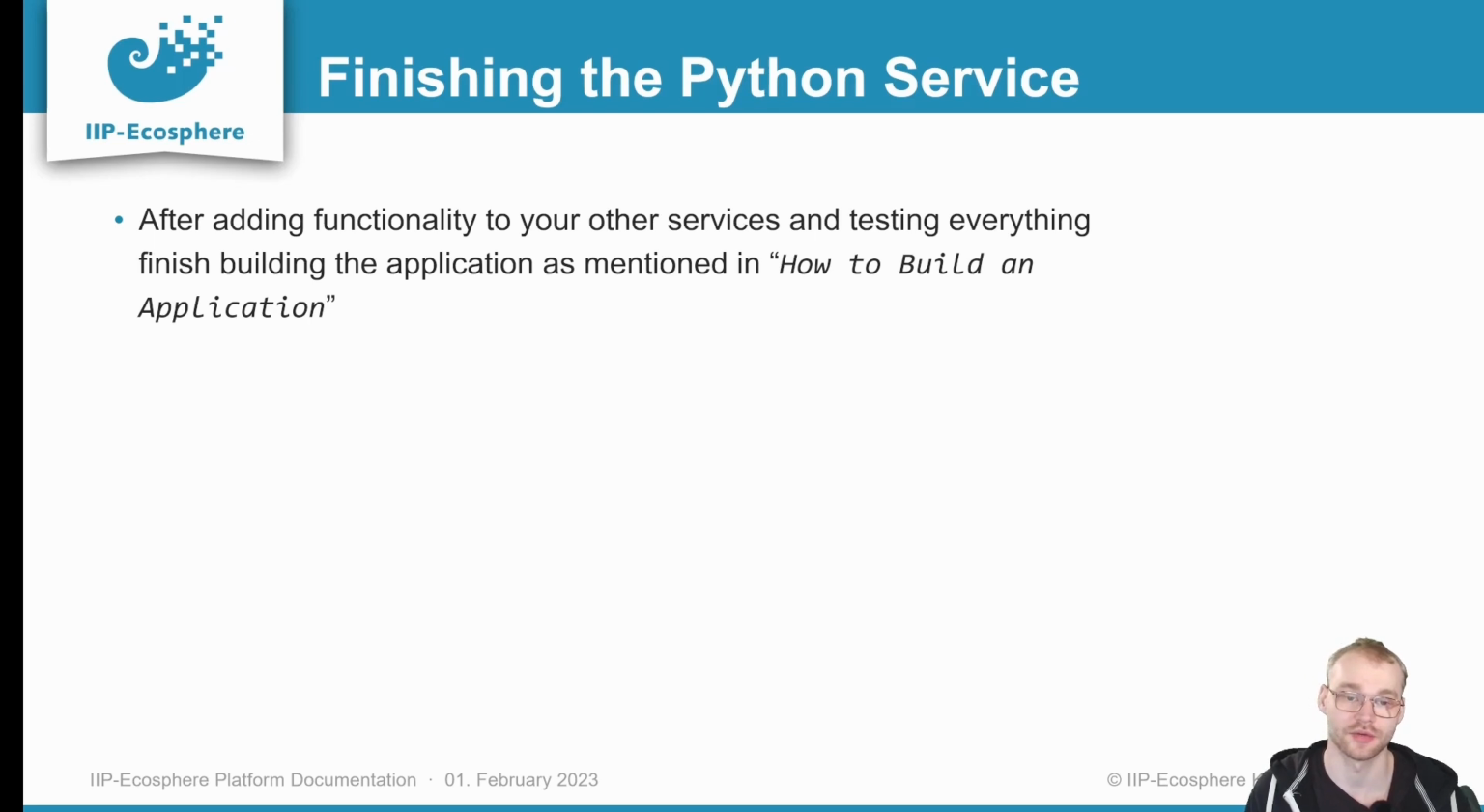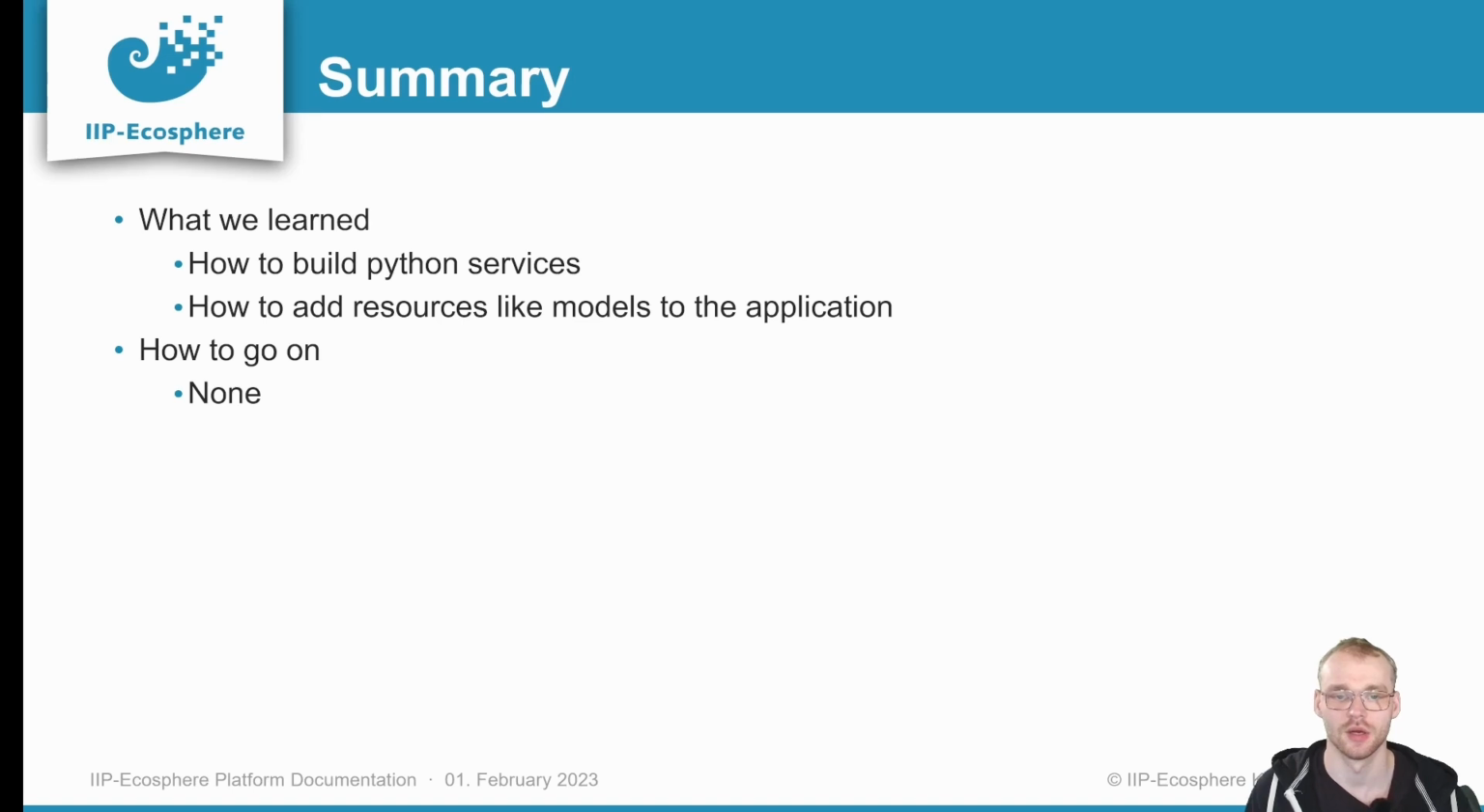After functionality like this is added, you should test everything and finish building the application, like mentioned in how to build an application, and testing is how to test. What we've learned in this tutorial: how to build Python services and how to add resources to the model. This would be all. If you've watched this video and seen every other tutorial video up to this point, you've seen everything that's provided up to this point.